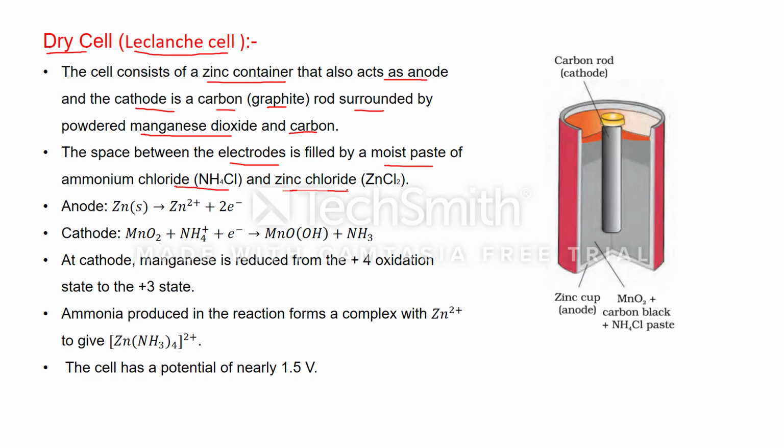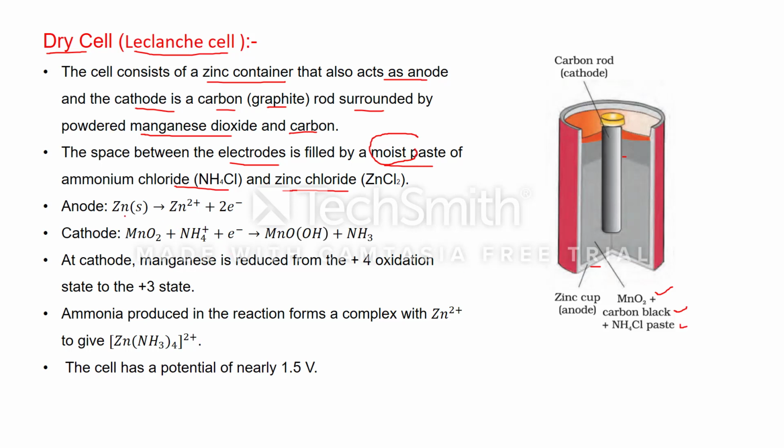Actually, we are saying this is a dry cell, but it is not completely dry. We are using the moist paste of ammonium chloride and zinc chloride. You can see in this diagram. This is the outer cap, that is zinc, which acts as the anode, and this at the center is the carbon rod, which will act as the cathode, and in between these two we are taking the manganese dioxide, carbon black, ammonium chloride and zinc chloride paste.